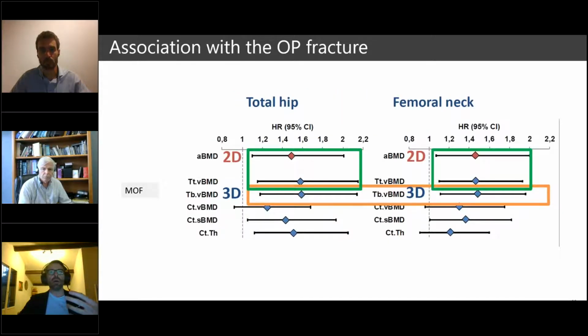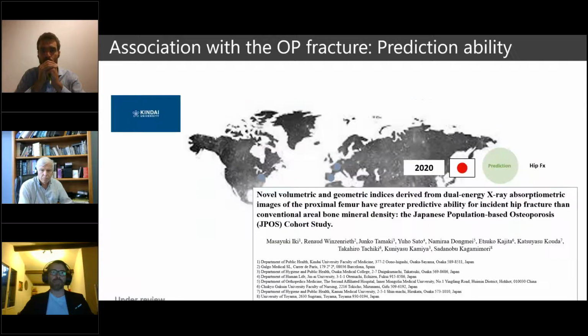The main result of this study is that the trabecular volumetric BMD parameter predicts the major osteoporotic fracture, as well as areal BMD considering the neck region of interest, but had a higher prediction capability considering the total hip region of interest, but without significant improvement of the predictions when compared to areal BMD. And in this study, the cortical volumetric density was not associated with the incidence of major osteoporotic fracture.